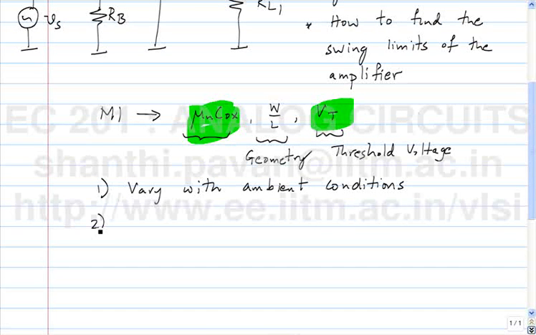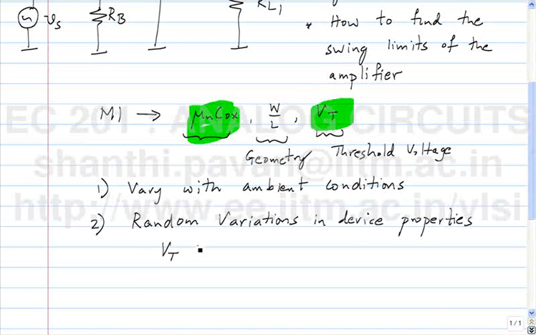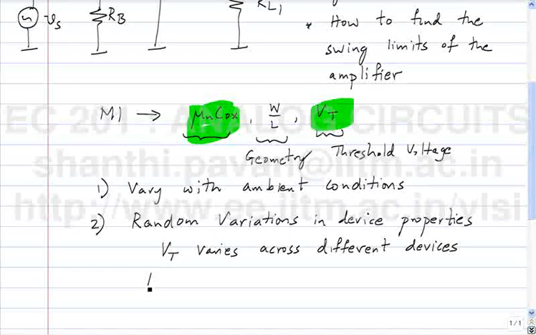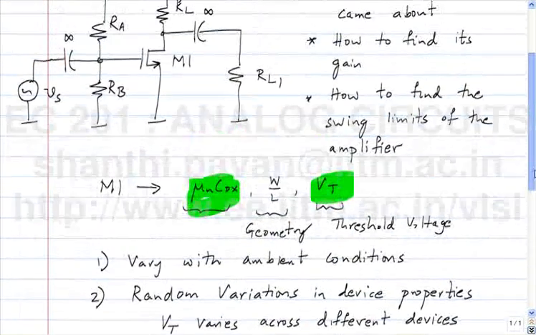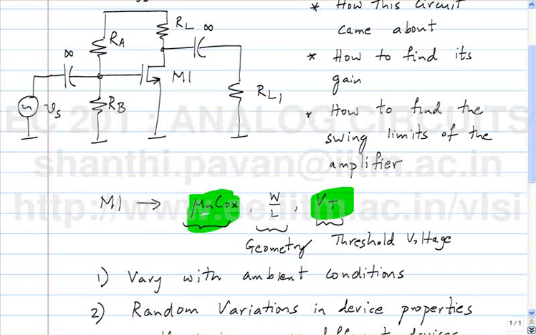So which means that if you buy a transistor off the shelf, then the threshold voltage can be anywhere between 0.7 volts and 0.9. Such variations are called random variations. So for example, Vt varies across different devices, and so do mu and Cox, but not so much. The next thing is, our circuit has got transistors, it's got resistors.